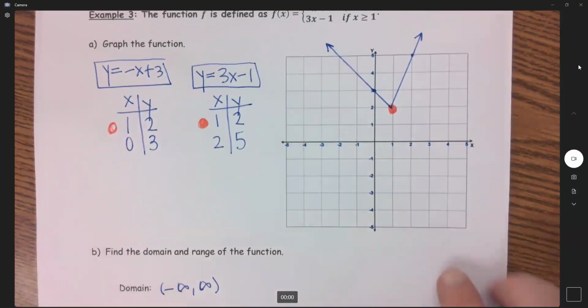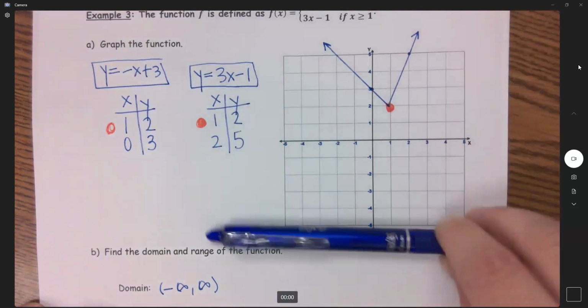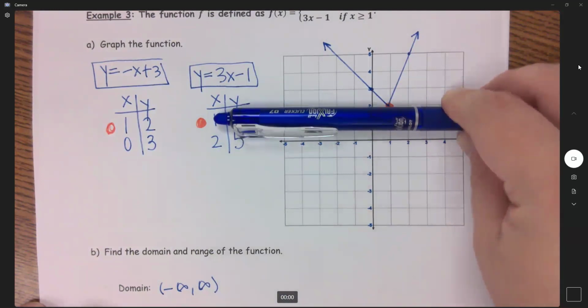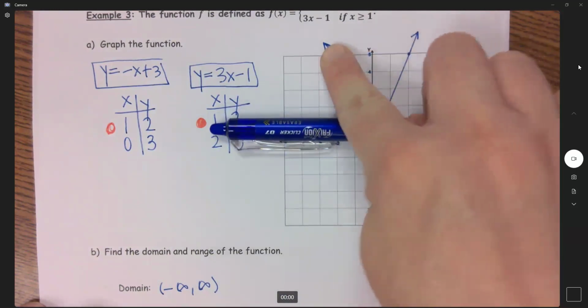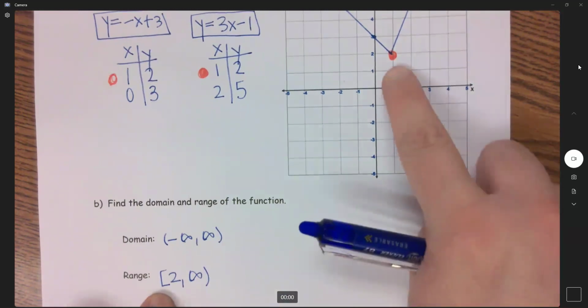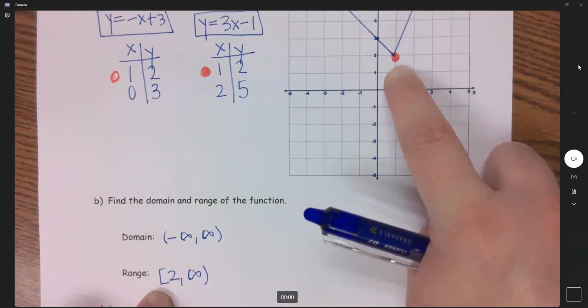And then our range, as we go from the bottom to the top, here is where my graph starts, and that has a y value at 2. And then it's going to keep going up forever. So we have 2 to infinity with a bracket with that 2 because this is a solid circle.